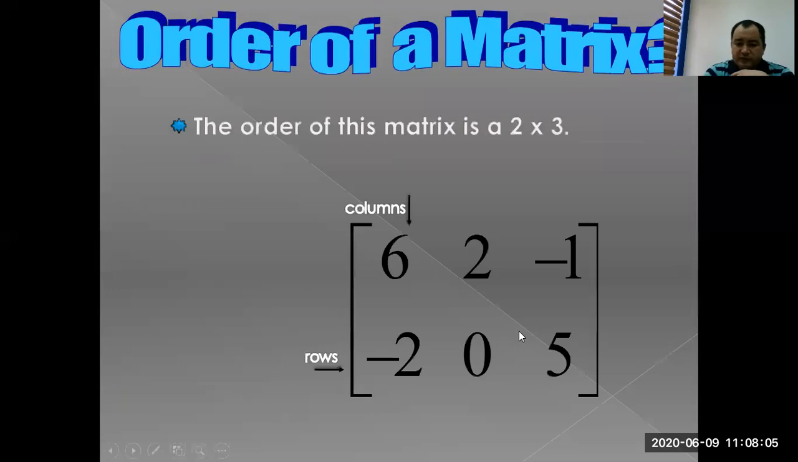Some special matrices. For example, what is the order of this matrix? As you see here, we have 1, 2, 3. It has 3 columns, right? The first column, the second column, third column. And how many rows? It is 1, 2. First, we have to write the number of rows. So this matrix is a 2 by 3 matrix, right? Because it has 2 rows and it has 3 columns. I mean, just identifying a matrix.